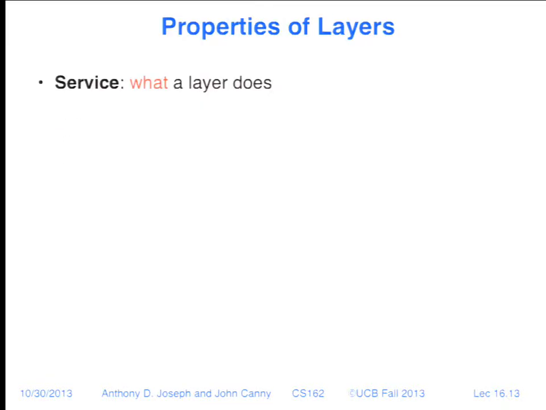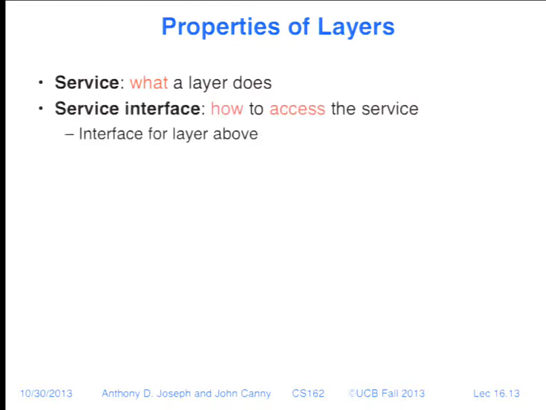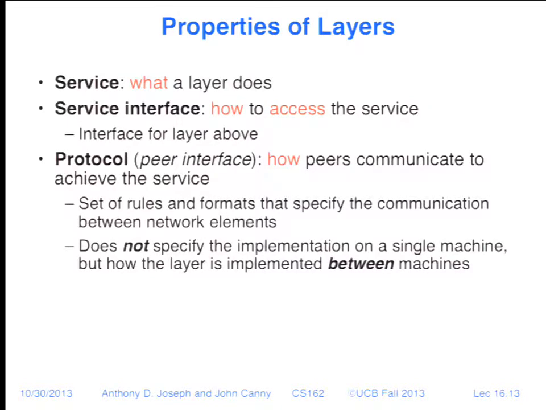All right, so a service is a functionality exposed by a layer. The service interface is a set of calls that use that functionality, and that's presented to the layer above. The protocol specifies how particular peers communicate in order to achieve that service.